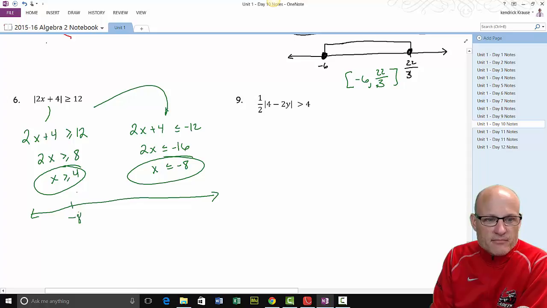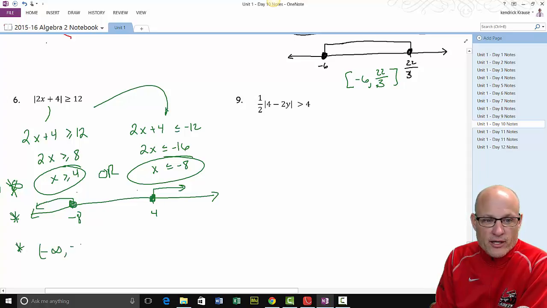Here's negative 8. Closed circle going to the left. Looks like it's already going to be an or situation. Here's 4. Closed circle going to the right. That means it's going to be or. So this first one is inequality notation. This is graphically, and now we're going to do interval notation. Negative infinity up to and including negative 8 union including 4 all the way up to positive infinity.